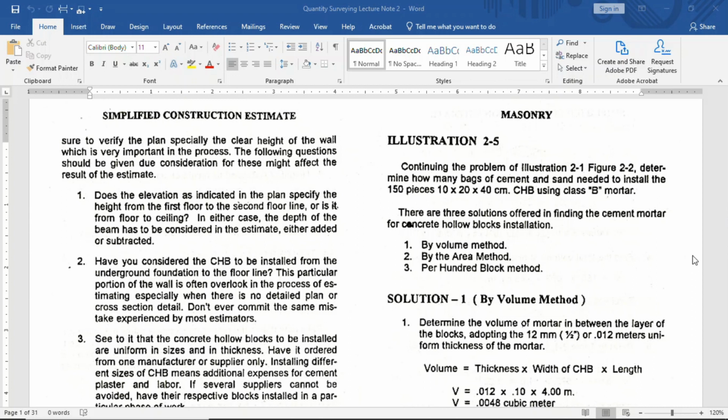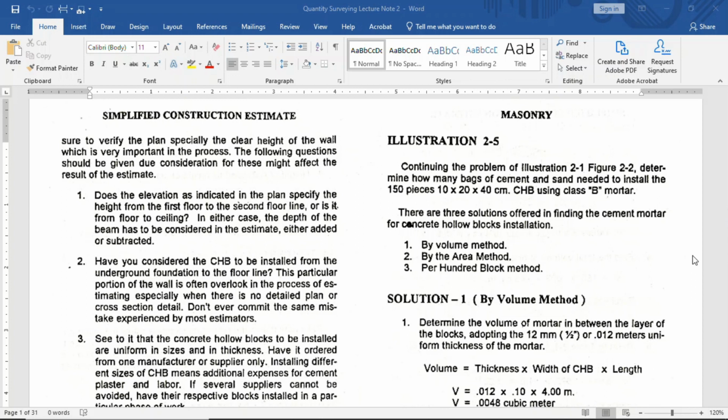So, reminder, before estimating the quantity of concrete hollow blocks, be sure to verify the plan, especially the clear height of the wall, which is very important in the process. Yung katulad ng kanina, yung clear height, yung sinama natin pati yung sa ilalim ng lupa. Kailangan dapat masama yan. The following question should be given due consideration as this might affect the result of the estimate. So, number 1, does the elevation as indicated in the plan specify the height from the first floor to the second floor line, or is it the floor to ceiling? In either case, the depth of the beam has to be considered in the estimate, either added or subtracted.